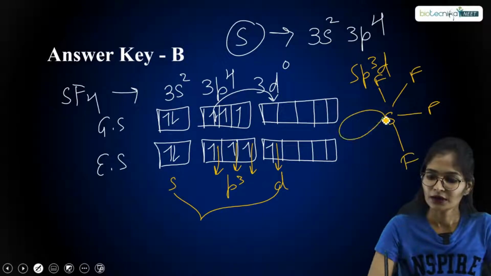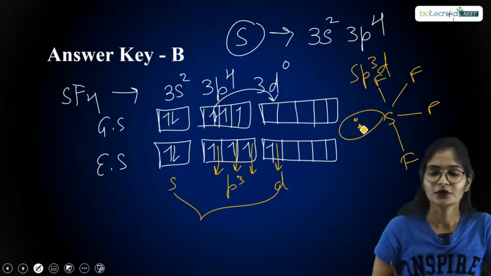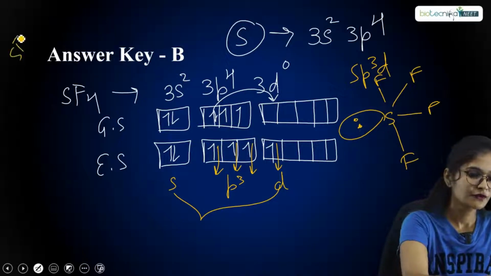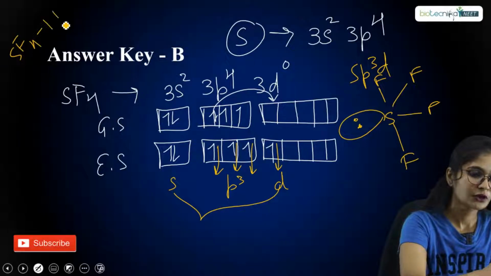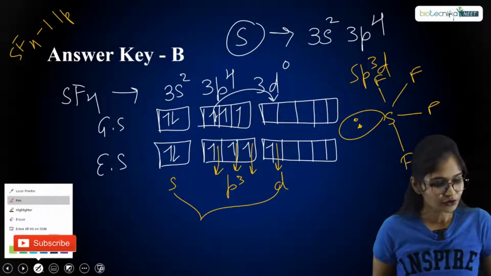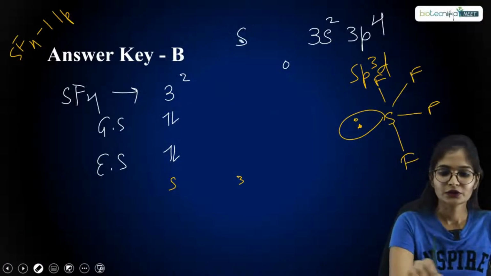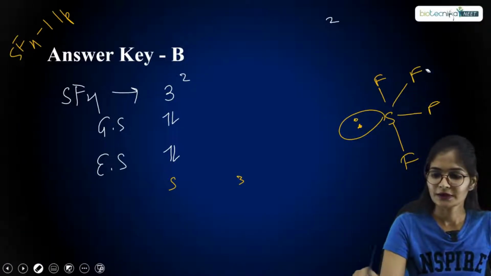In one orbital you have one lone pair. So you got the answer for SF4: it has one lone pair. Now your duty is to try to find out the same for the remaining molecules given apart from SF4.